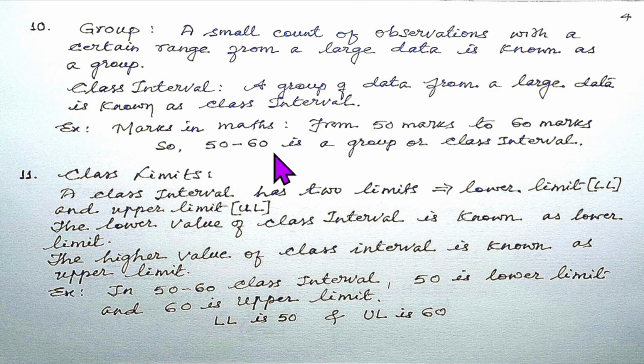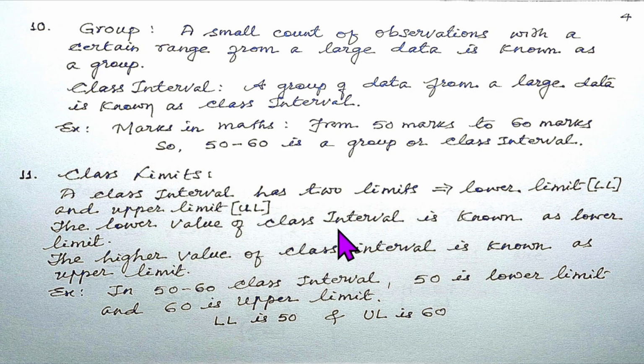Now every class interval has class limits. If you see here, 50 to 60 has two limits, 50 and 60, and therefore the upper limit and the lower limit. The lower limit is 50 and the upper limit is 60. So a class interval has two limits, the lower limit and the upper limit.